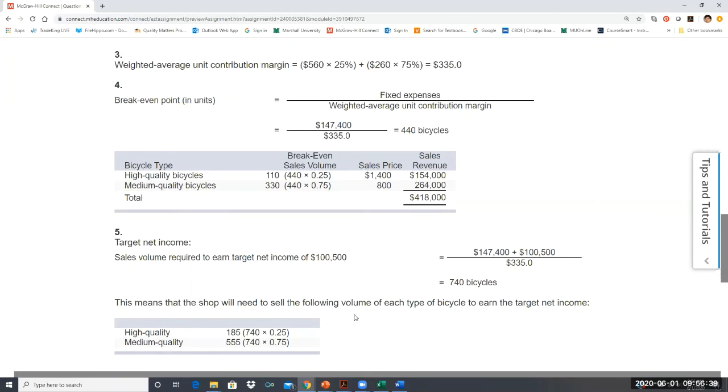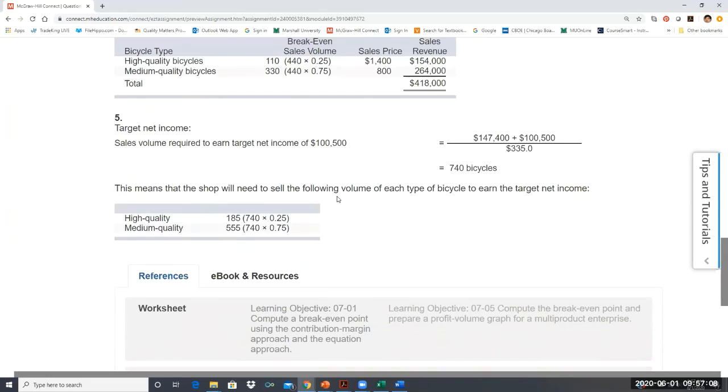So what we have done here, the only thing which is different is we have done weighted average contribution margin. That's the only thing which we have done different. And your weighted average contribution margin is based upon the relative sales mix. Again, break-even point will change based upon the relative sales mix. Everything else remains same.